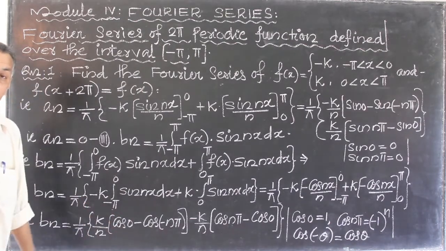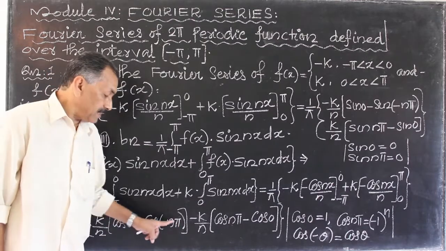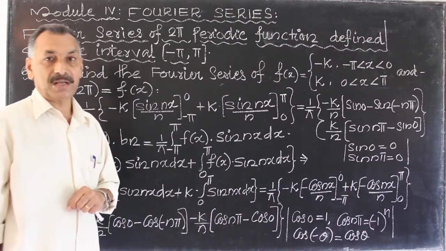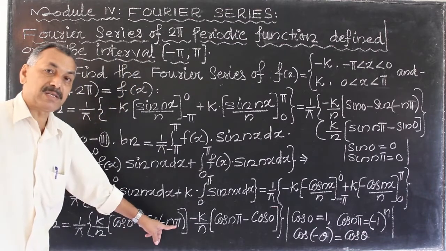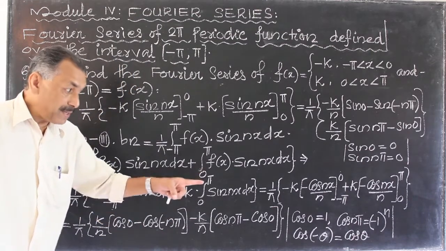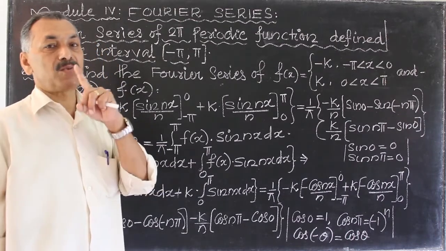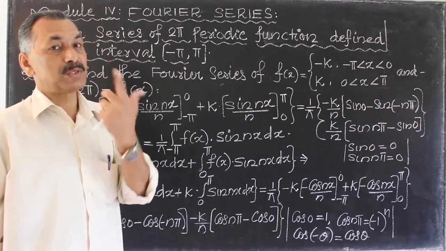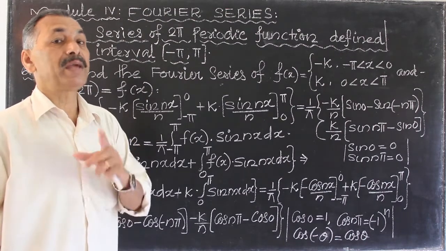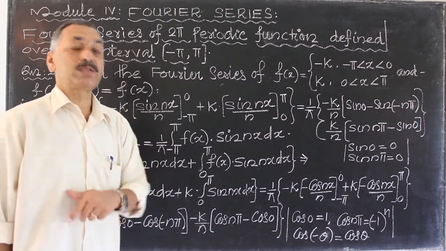What is cos 0? 1. What is cos n pi? Cos minus theta is equal to cos theta. Now cos minus n pi is equal to cos n pi. What is cos n pi? Cos n pi is equal to minus 1 raised to n. Cos pi is equal to minus 1 raised to 1. Cos 2 pi is minus 1 square. Cos 3 pi is minus 1 cube. Cos n pi is equal to minus 1 raised to n. Sin n pi is equal to 0.